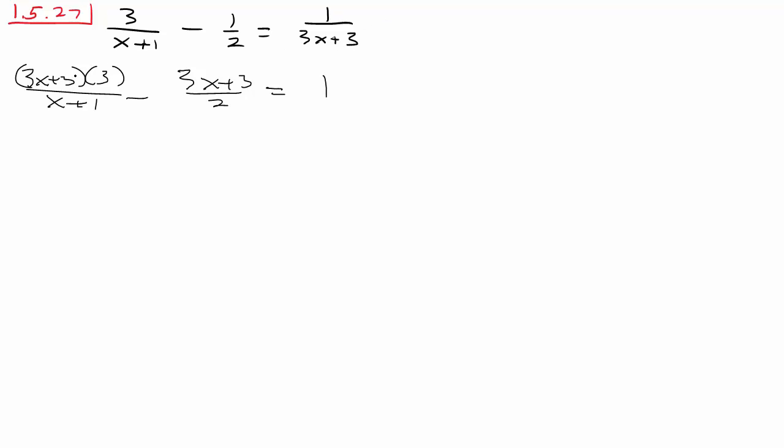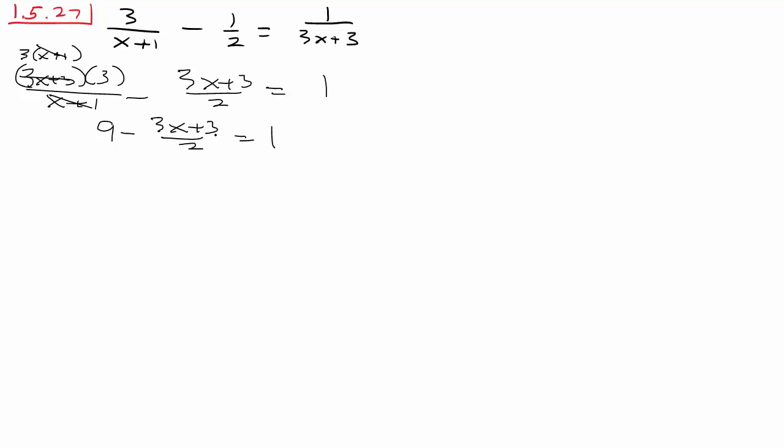Now you always want to take a look and see if something else might reduce. And of course it does, because 3x plus 3, right, is really 3 times x plus 1. And now the x plus 1's will cancel, and all that's left is the 3 times 3. So this becomes 9 minus 3x plus 3 over 2 equals 1.